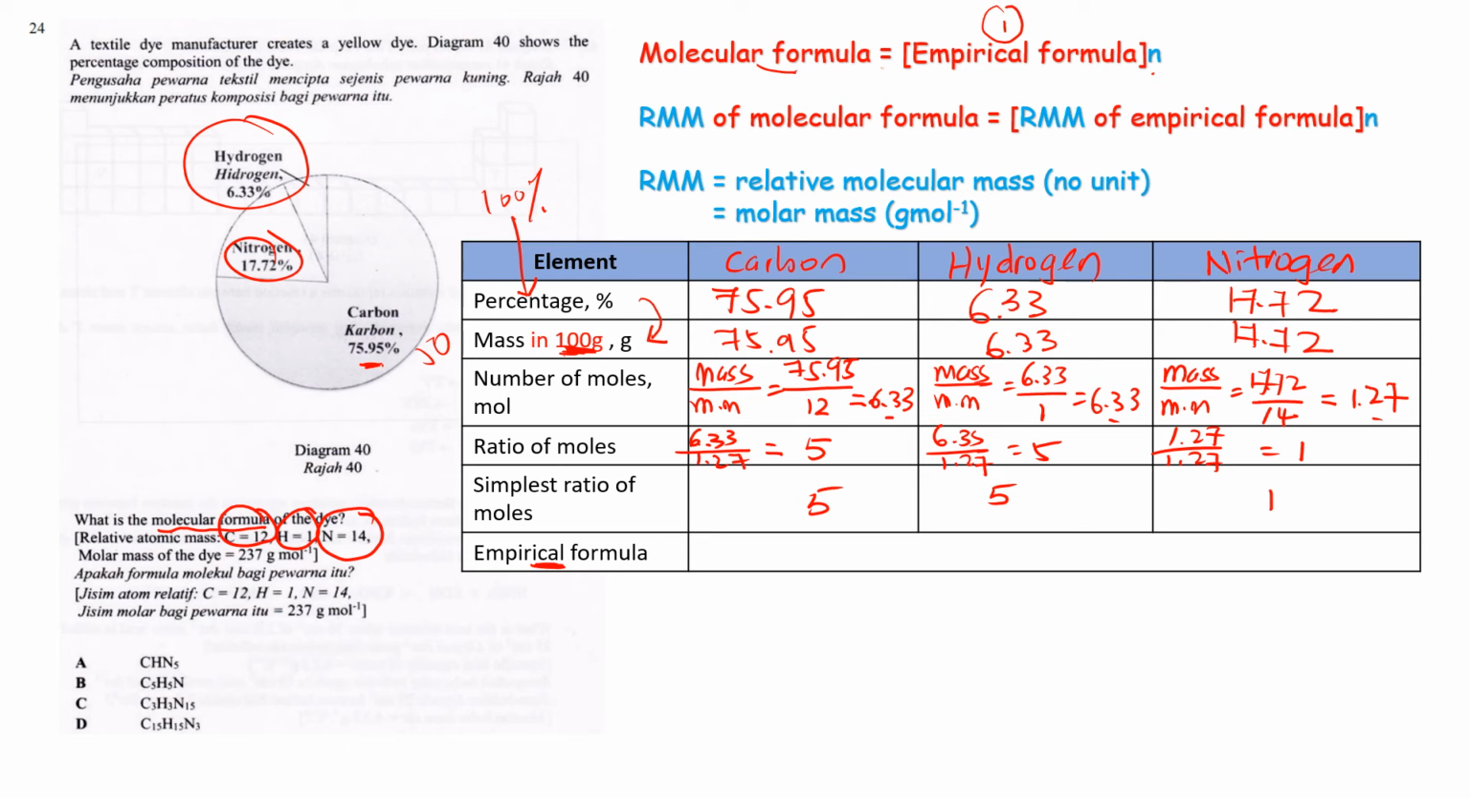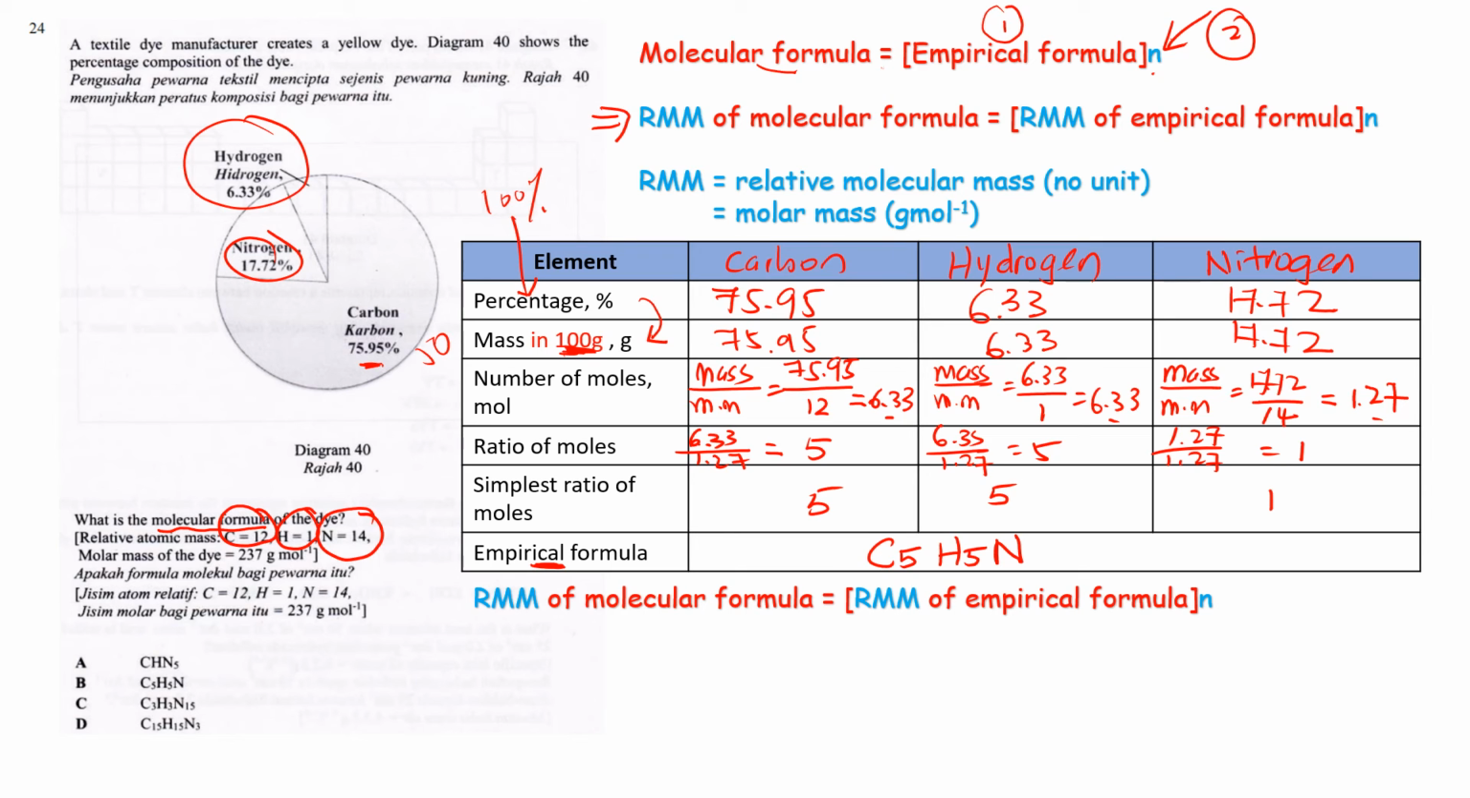This one is simplest already. You cannot simplify anymore. That's why the empirical formula you get is carbon 5, C5, hydrogen also 5, H5, nitrogen 1, N. The 1 does not need to be written. So this is the empirical formula. First step done. Now second step, we need to find n. To find n, we need to use this formula, relative molecular mass.